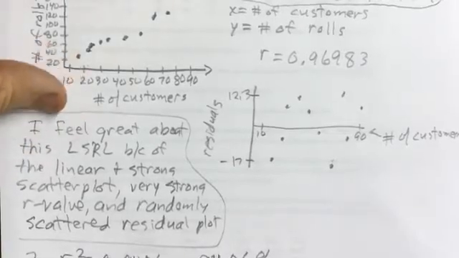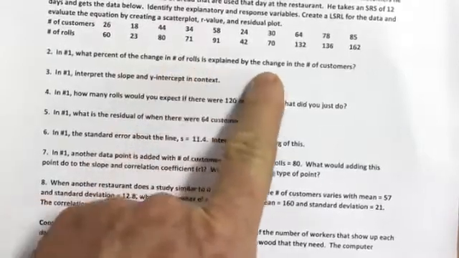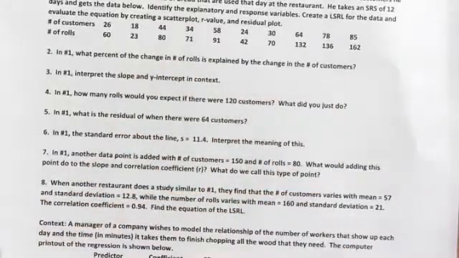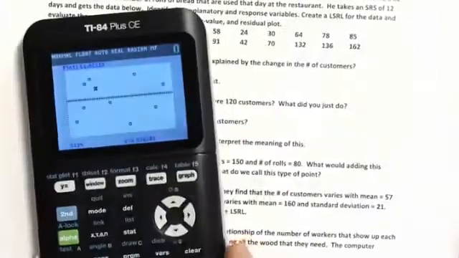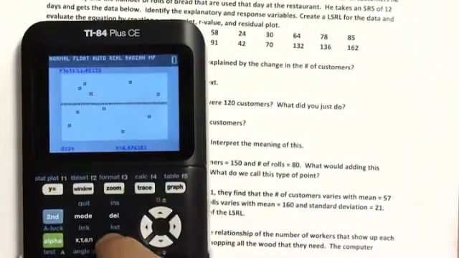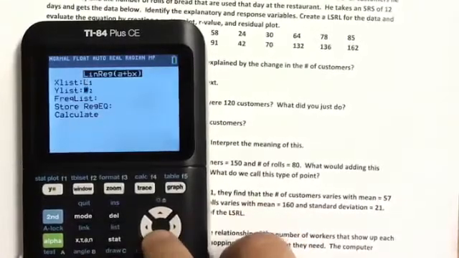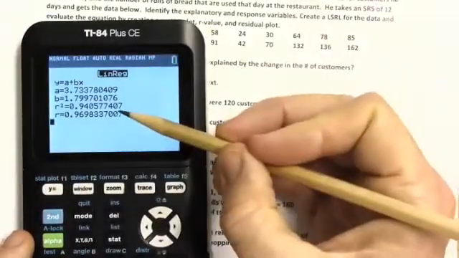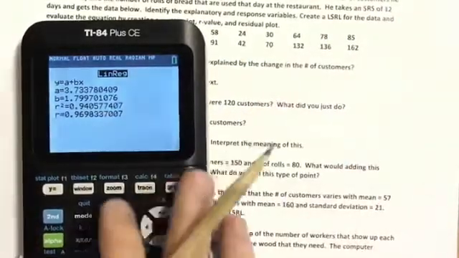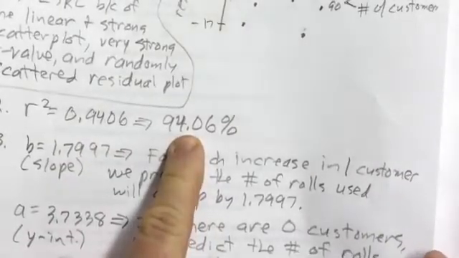All right, R squared. Number 2 says what percent of the change in the number of rolls is explained by the change in the number of customers? Well, the number of rolls is the Y. So this is in essence saying what's the percent of the change in Y that can be explained by the change in X, and that's R squared. And of course, you got that when you do the linear regression command. So stat calculate number 8, list 1 and list 2, store regression equation in Y1, and there's R squared. So about 94.06%. That's the percent of the change in Y that can be explained by the change in X.